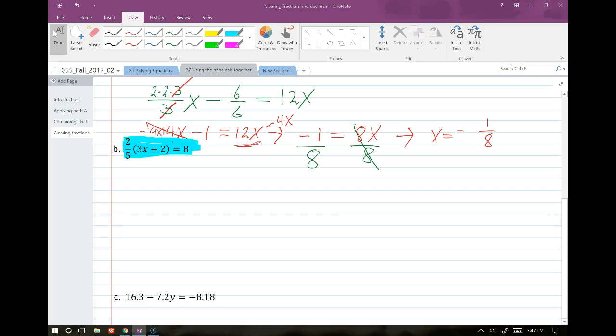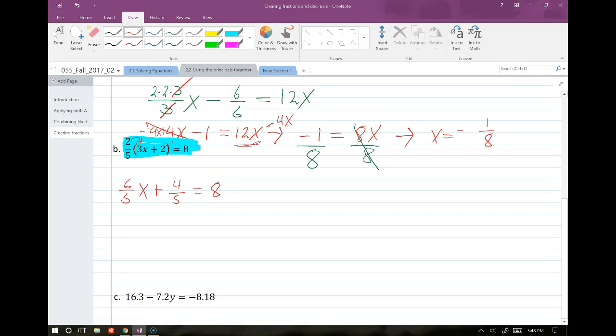All right, so we'll go ahead and do it up here, and you can follow along and see how you did. So first things first, we want to get rid of our brackets. So we went ahead and distributed the 2/5 in. That gives us 3 × 2/5, which is 6/5 x plus 2/5 × 2, which is 4/5, and that's equal to 8.